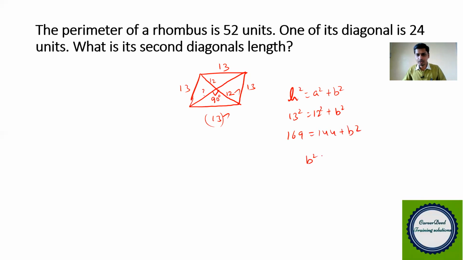So b square equals 169 minus 144, what do we get? We get 25. So the b value will be 5. Now you identify this is 5. So if this part is 5, this one will also be 5, right? So 5 plus 5 gives 10. So 10 units is the length of the second diagonal. So this becomes your answer. Hope you understood the problem, right?